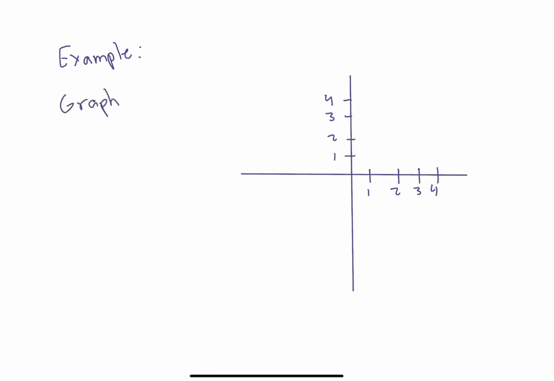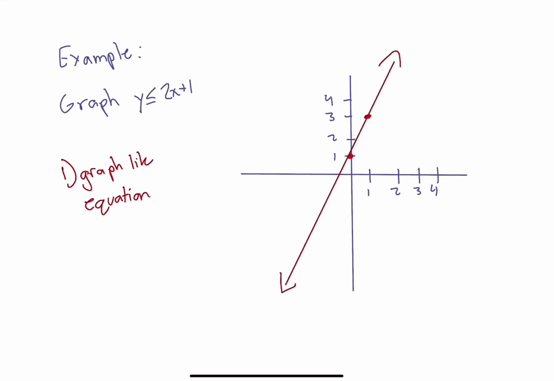To graph a linear inequality, something similar to the last one, we have y is less than or equal to 2x plus 1. The first thing we want to do is graph the boundary line as if it were an equation such as y equals 2x plus 1. If it's a greater than or less than sign, we're going to have a dashed line, but if it's a greater than or equal to or less than or equal to, we're going to have a solid line. So in this case, our line is going to be solid.